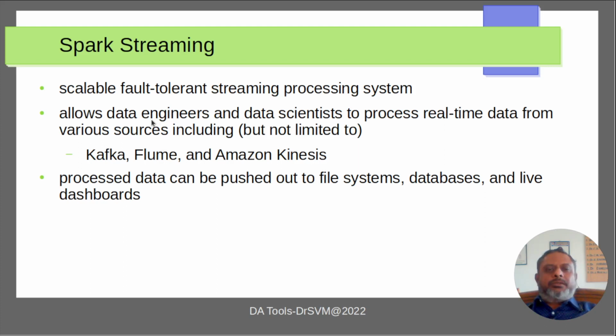Spark streaming allows data engineers and data scientists to process real-time data from various sources, including Kafka, Flume, Amazon Kinesis, and so on. The processed data can be pushed out to file systems, databases, and even live dashboards.